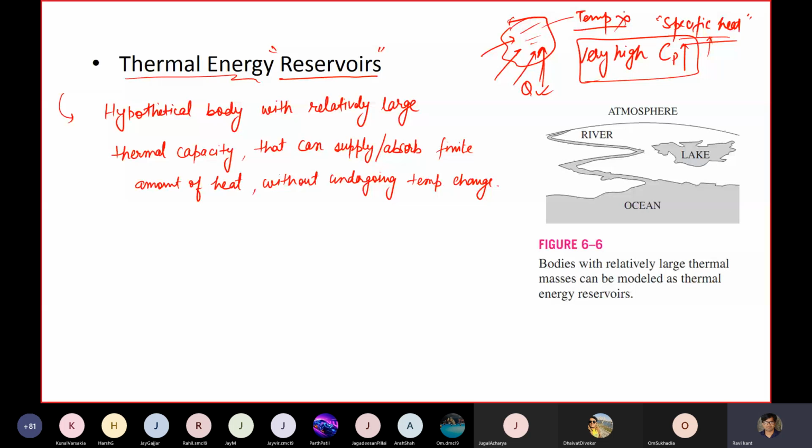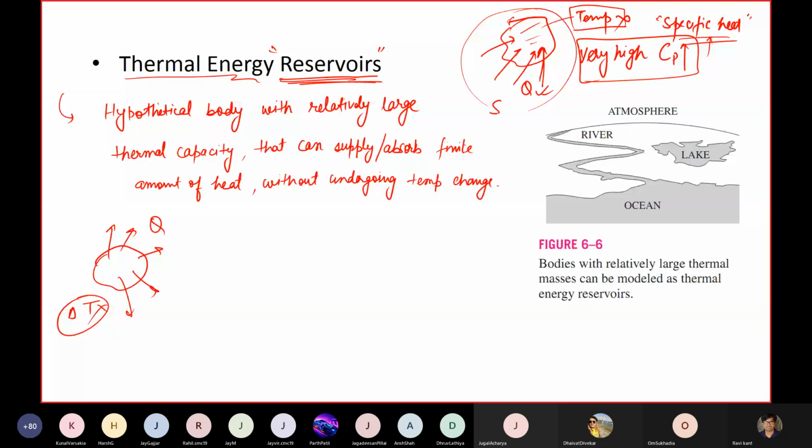So reservoirs not only take up heat, a reservoir can also give a finite amount of heat without going through any temperature change. Okay, so this kind of reservoir is called a sink, and this kind of reservoir is called a source. So this is source and sink.